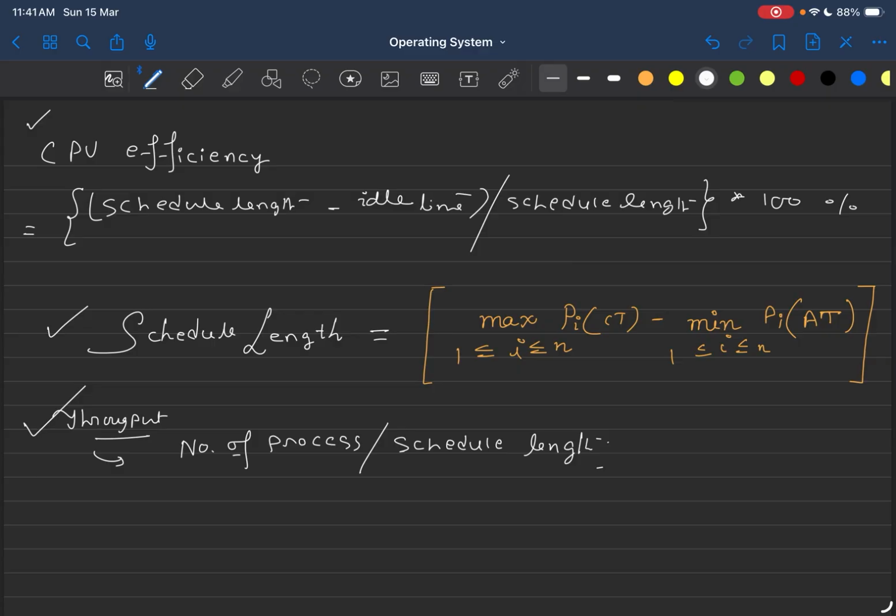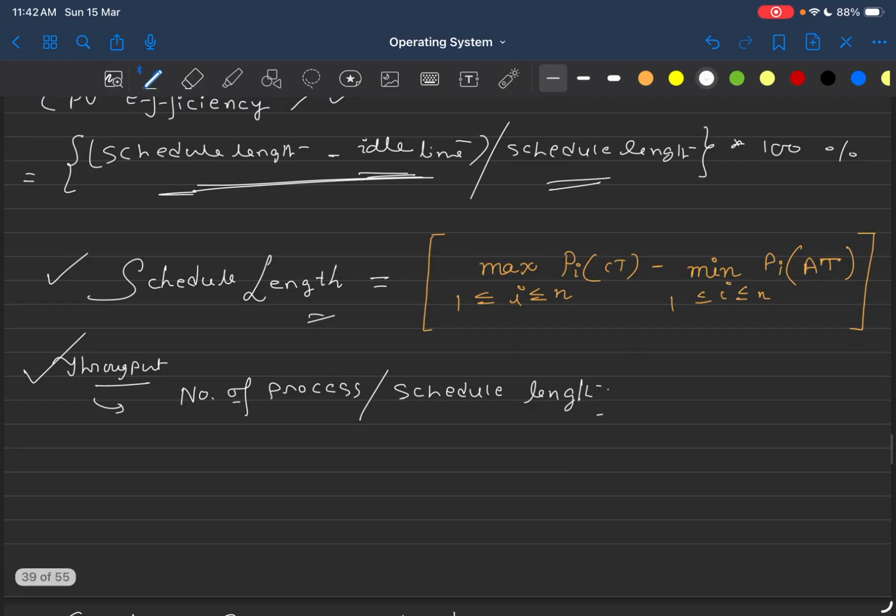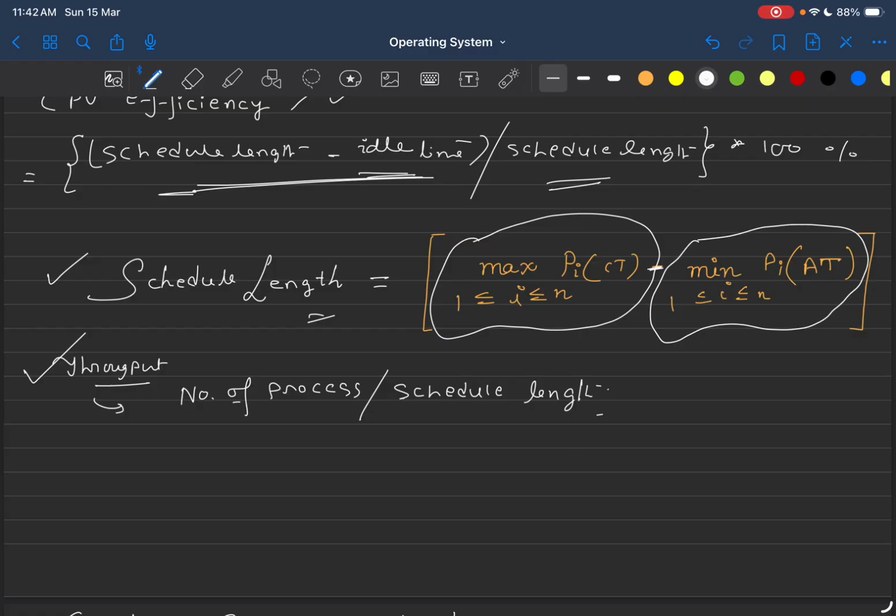CPU efficiency says the schedule length minus idle time. Idle time, in this example your CPU was not idle. I will come to this later. So as of now just get the formula. CPU efficiency is the schedule length minus idle time, divided by schedule length, multiplied by 100%. Then what is the schedule length? Schedule length is across all the processes the maximum completion time minus across all the processes the minimum arrival time. Again I will come to the schedule length with the examples. So throughput is number of processes by schedule length.